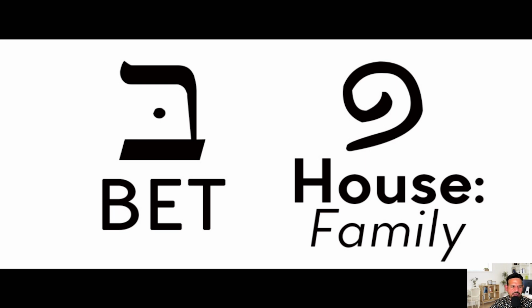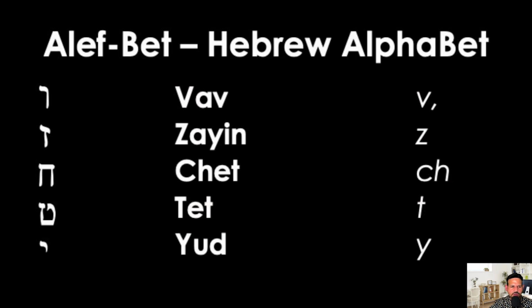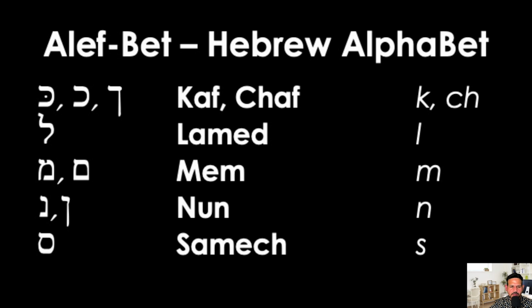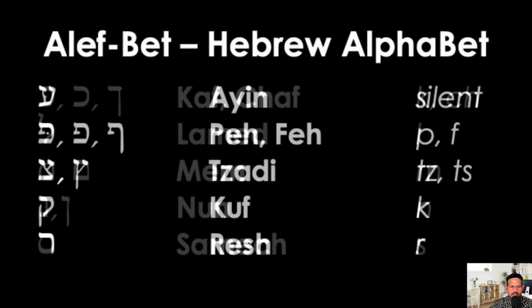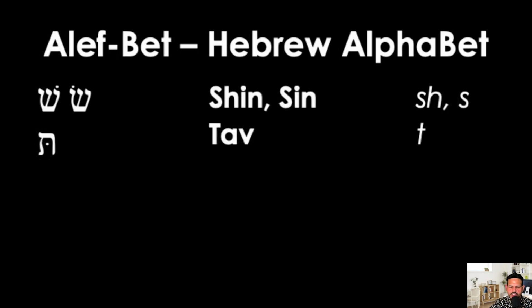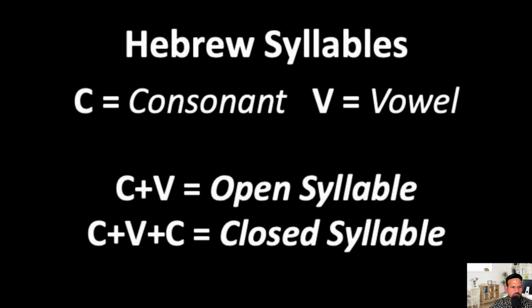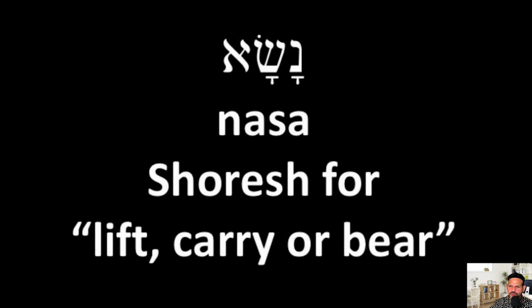So we have Aleph, Beit, Gimel, Dalet, Hey, Vav, Zain, Chet, Tet, Yud, Kaf, Lamed, Mem, Nun, Samech, Ein, Pe, Tzadi, Kuf, Resh, and the last 2 are Shin, Tav. So when we're joining these letters together with their vowel, we look for the vowel underneath. Let's go back to the root again, and look at the vowels underneath the root.